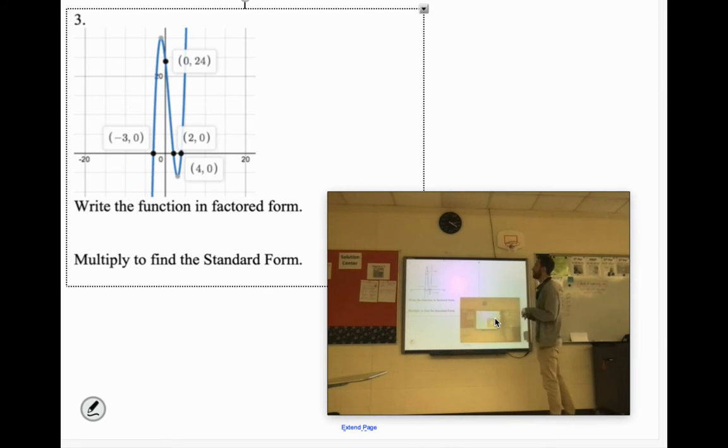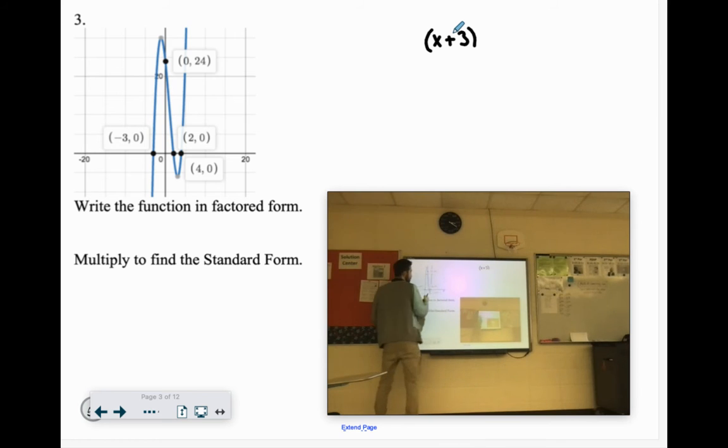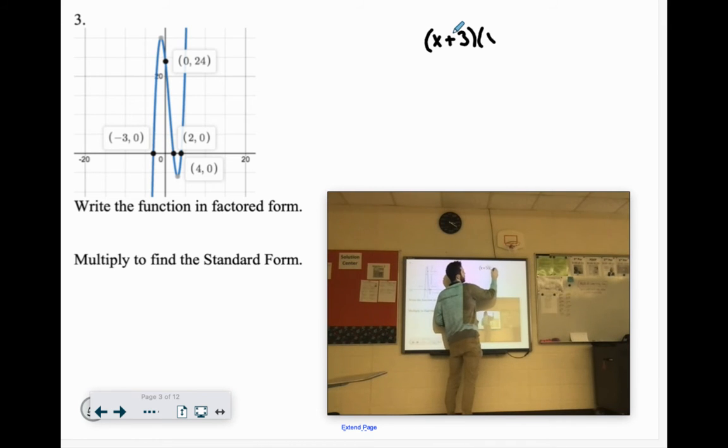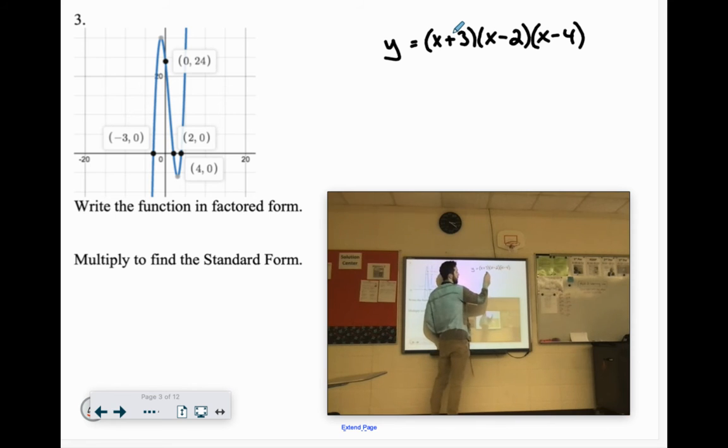All right, it crosses at negative 3. So that would be written as x plus 3. It crosses at 2 and 4. So that would be written as x minus 2, x minus 4. Is there any other information I need here? I see it's an odd function. Looks like it's to the third power. Leading coefficient's positive, so there we go. That one's good. So let's pick a set, FOIL them out.